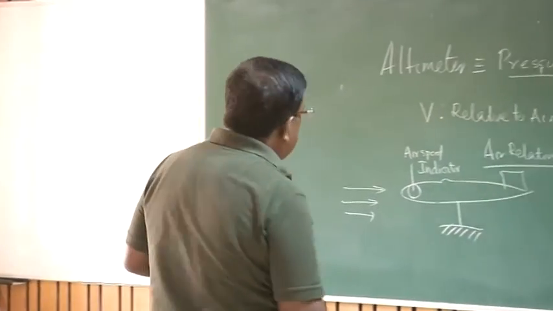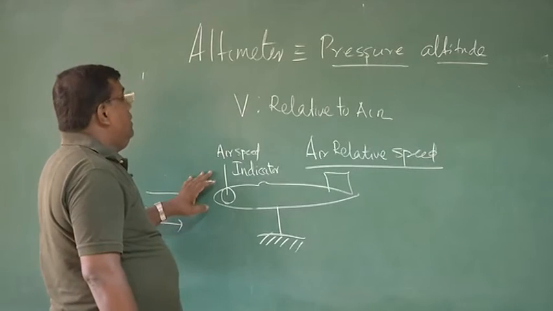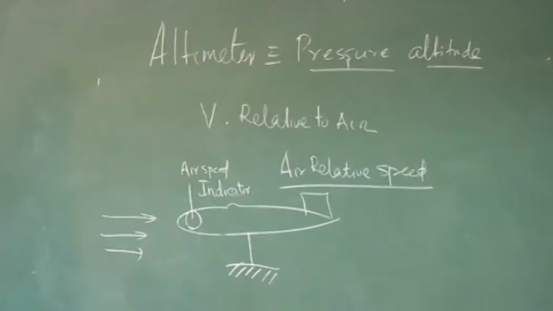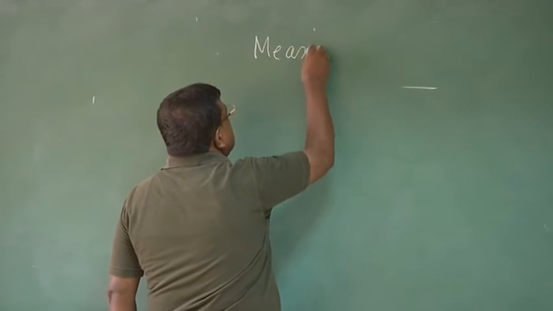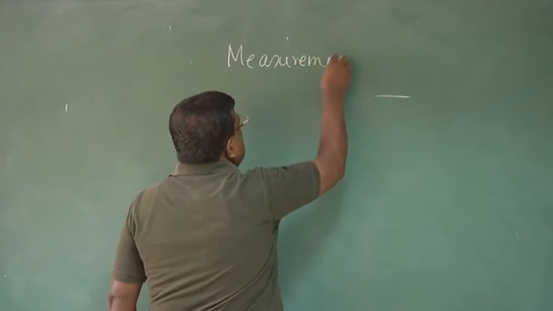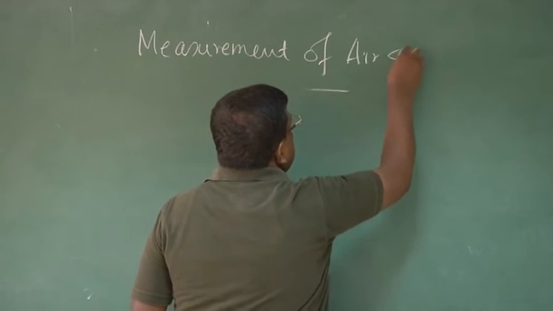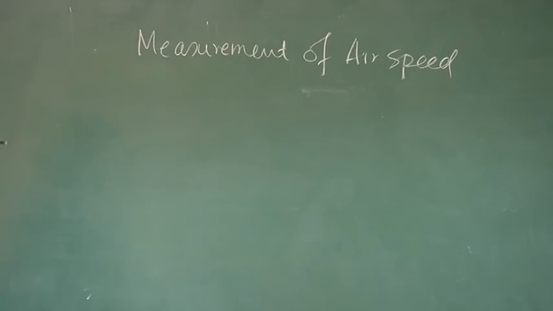So let us understand how airspeed is sensed or measured in an aircraft when it is in motion or when it is on the ground. So I'll give a title, measurement of air speed. When I say airspeed, keep in the back of your mind that for flying we are interested in the air relative speed of the airplane.